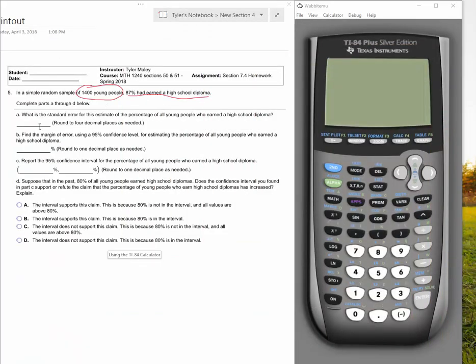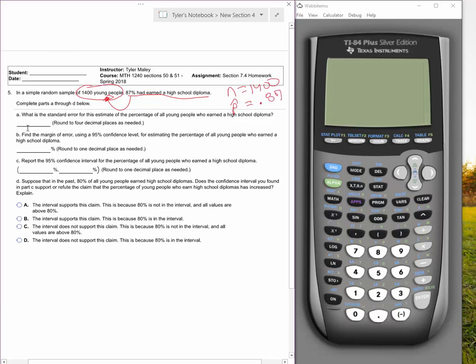So with this problem, the first part is to find the standard error, and we're asked to round to 4 decimal places. Saying 87% had earned a high school diploma, this is the proportion from this sample of 1,400 people. So n equals 1,400, and p-hat is 0.87, or 87%. For part A, to find the standard error, we just need to plug into our equation. The standard error estimate is equal to p-hat times 1 minus p-hat, all divided by n, and then the square root of all of that.